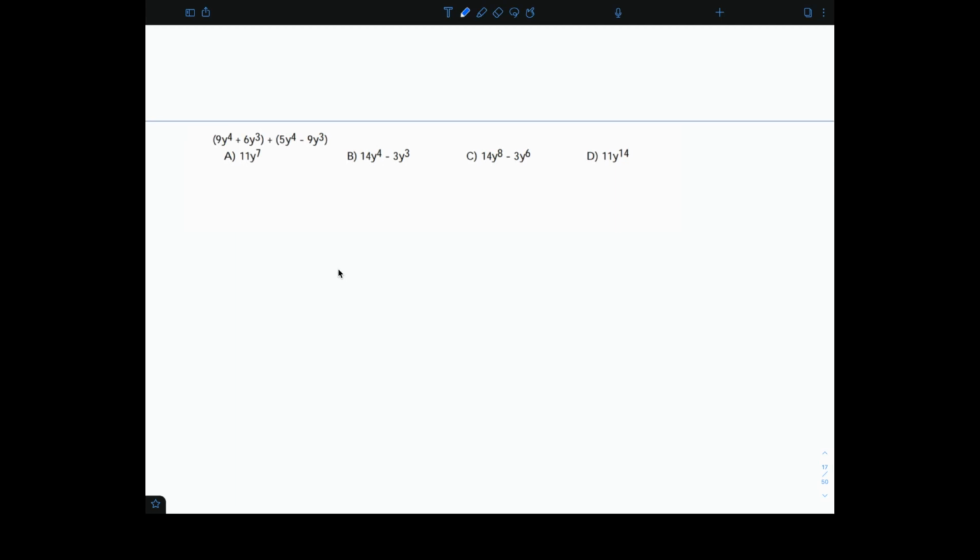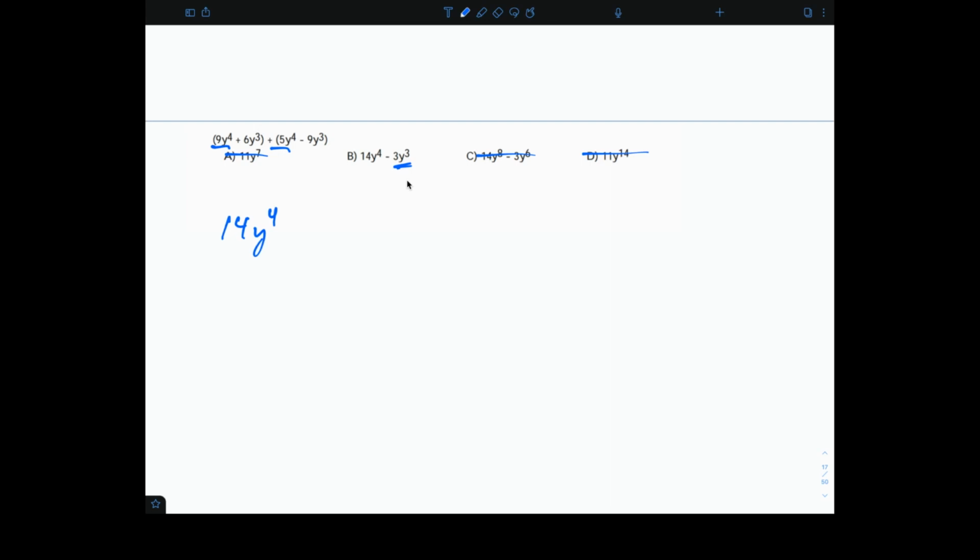The big thing when you're adding these is that you do not want to let the parentheses confuse you. If it's positive, you can just drop them altogether and just combine like terms. So y to the fourths go together. 9 and 5 is 14y to the fourth. That's going to leave me, it better be negative 3y cubed in the back.